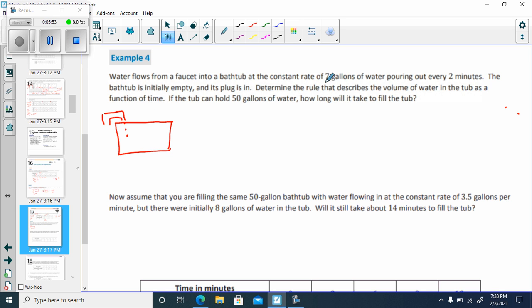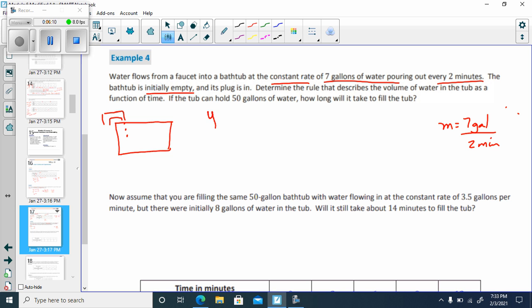Right? At a constant rate of 7 gallons of water every 2 minutes. Okay, there's our m right there, isn't it? 7 gallons per 2 minutes. There's our rate of change. The bathtub is initially empty.